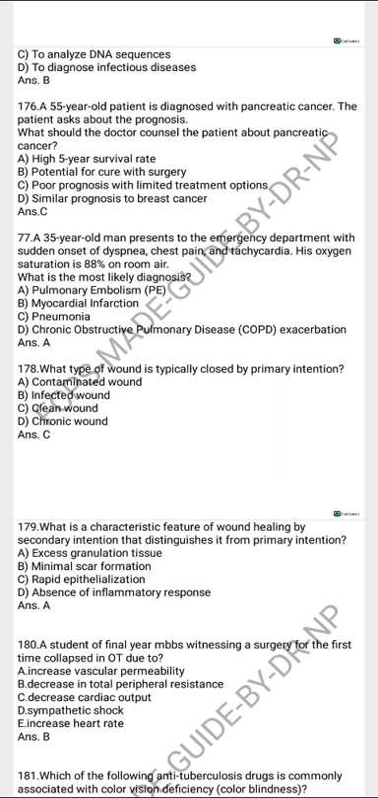A 35-year-old man presents to the emergency department with sudden onset of dyspnea, chest pain, tachycardia, and oxygen saturation 88% on room air. The most likely diagnosis is pulmonary embolism. Which type of wound is typically closed by primary intention? That is a clean wound.